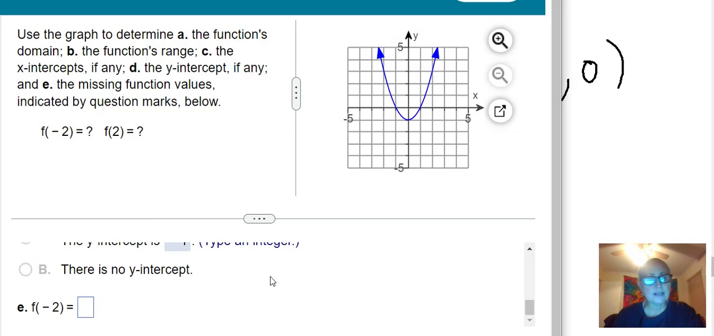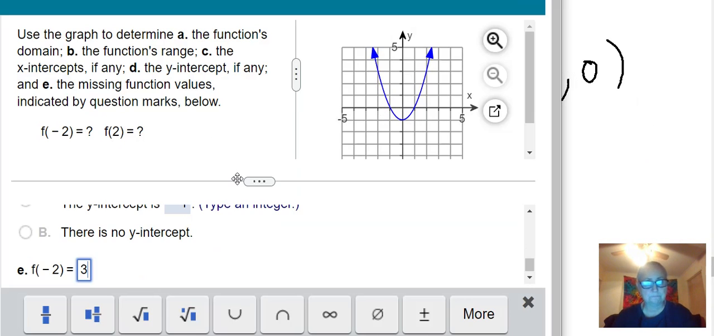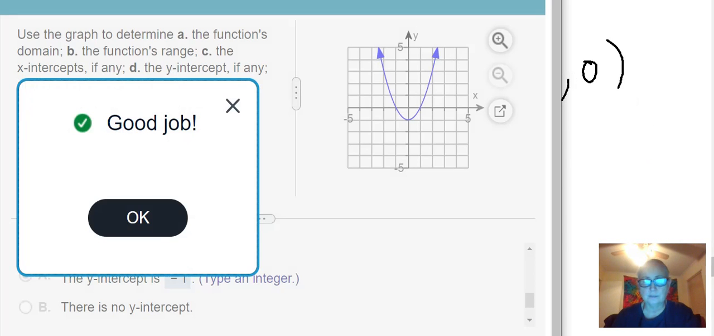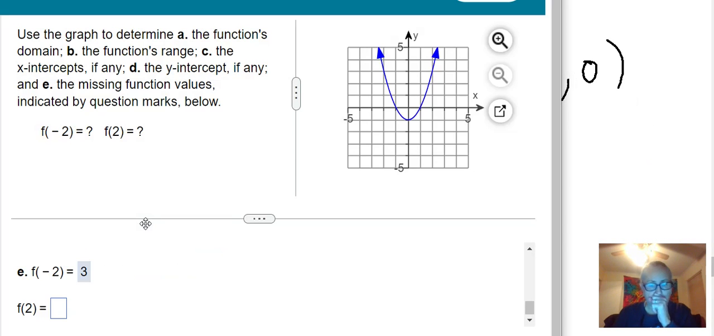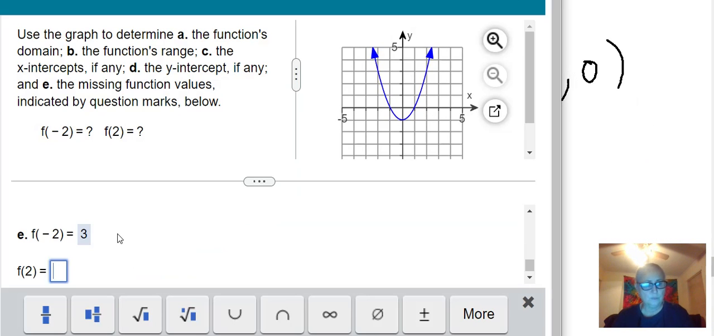And the last thing they ask us to do is to find f of -2 and f of 2. So that means x is -2. So go to my x-axis, 1, 2, -2. And I count up, 1, 2, I hit it at 3. So that one's going to be 3. And f of 2, 1, 2, is going to be 1, 2, 3.